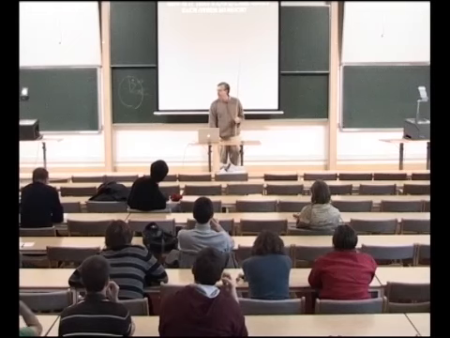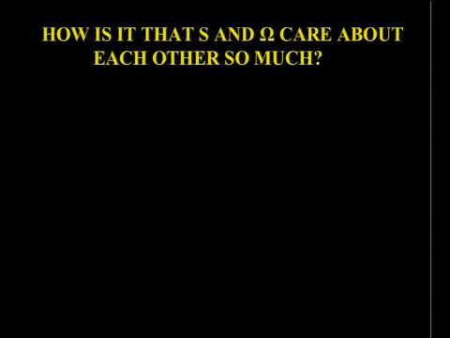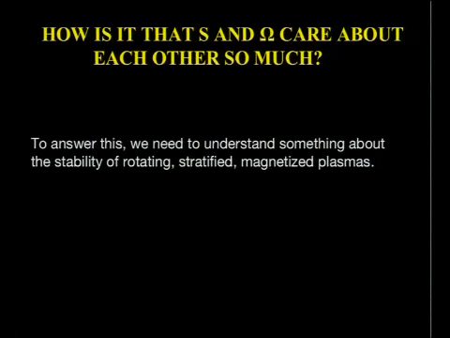How is it that S and omega care about each other so much? That's a strange marriage, entropy and angular velocity. So maybe it's actually not a marriage, because they're actually looking in opposite directions. But in any case, there's some emotion there. There's a bond. Maybe it is. I'll get into that. I won't touch that one.